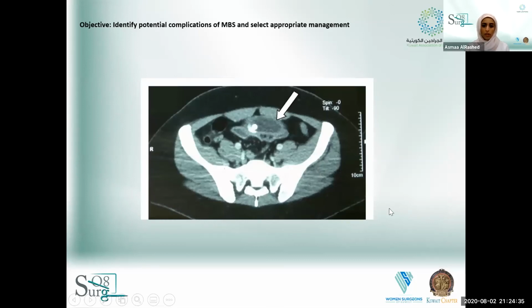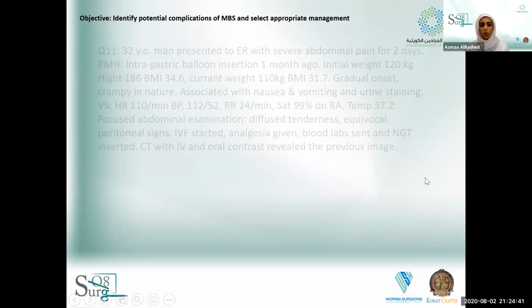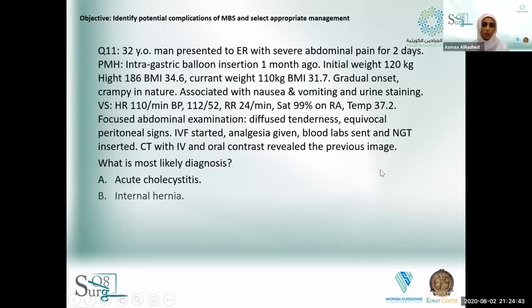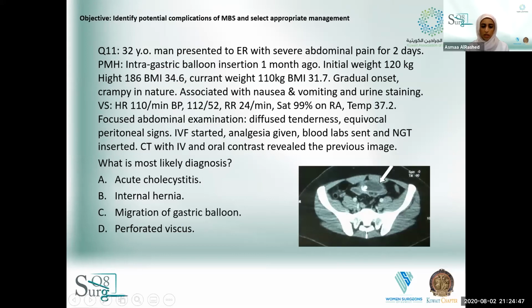So take a look at this question. There's already a pointer that points out where the abnormality is. So here's the question. A 32-year-old man presented to the emergency with severe abdominal pain for 2 days, had a history of balloon insertion about a month ago. Initially, his weight was 120, height 186, and a BMI of 34.6. Now his weight is 110 and his BMI is 31.7.